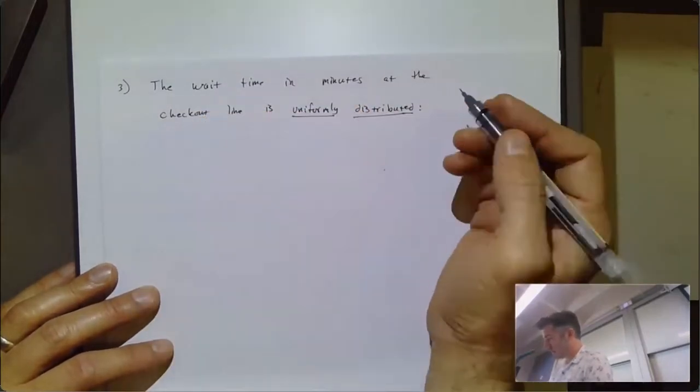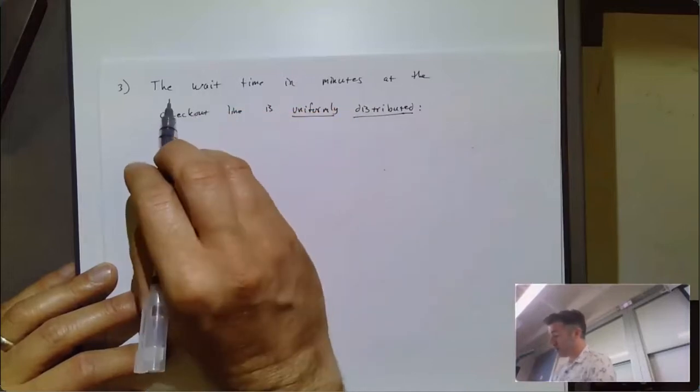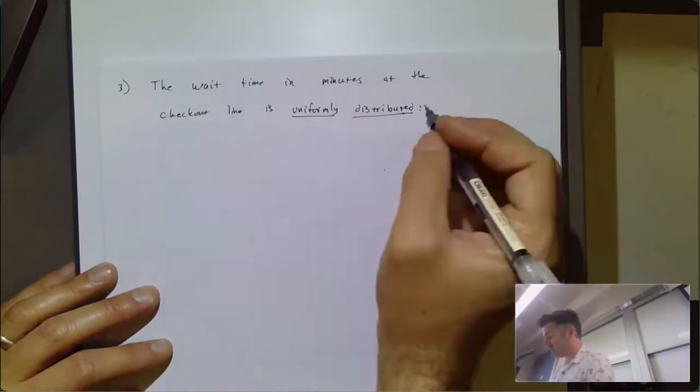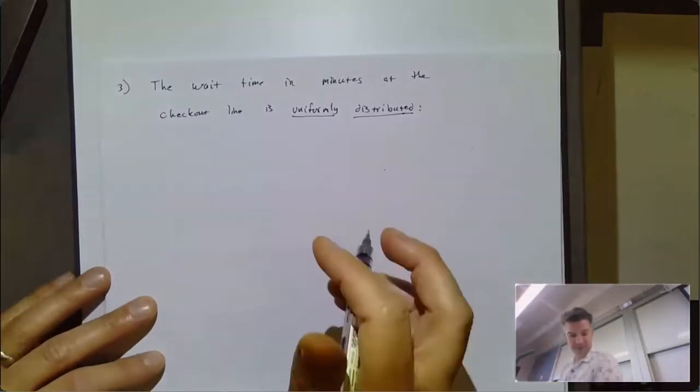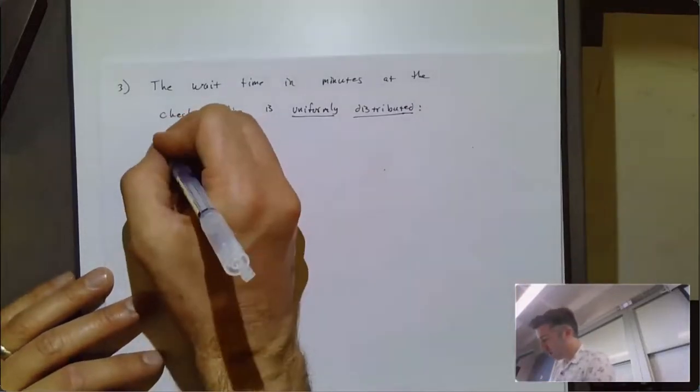I forgot an important word. The wait time in minutes at the checkout line is uniformly distributed over a 10-minute interval.